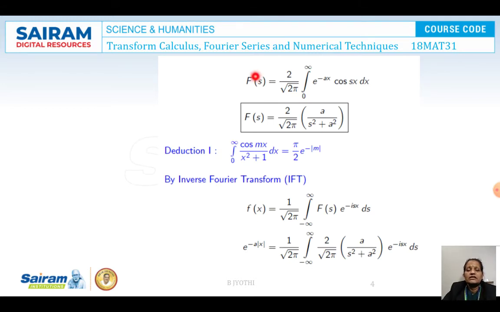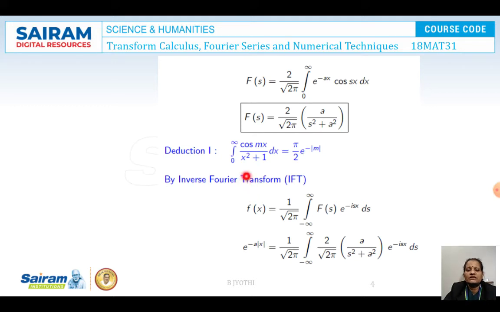That is, f of s is given by 2 by root 2 pi integral 0 to infinity e power minus ax into cos sx of dx. And we know that the integral of e power minus ax into cos sx dx can also be written as a divided by s squared plus a square.